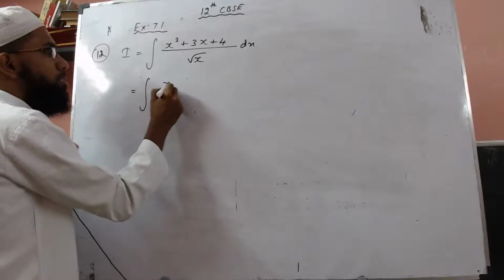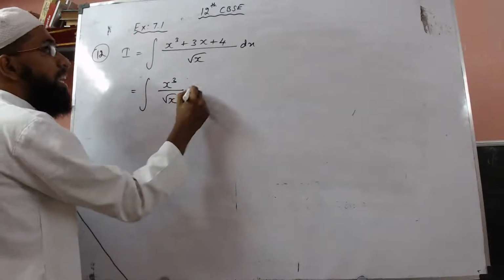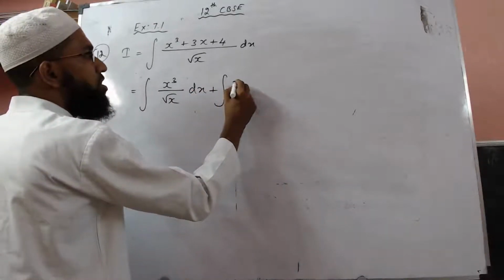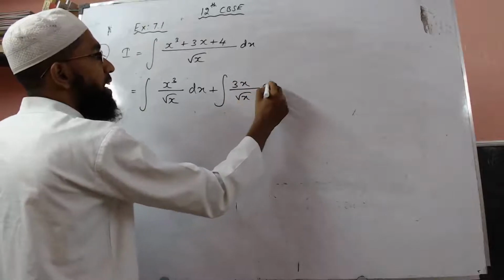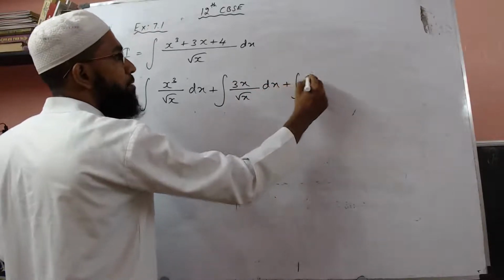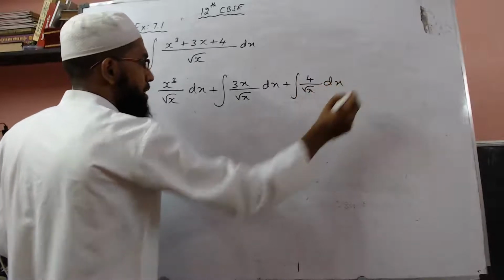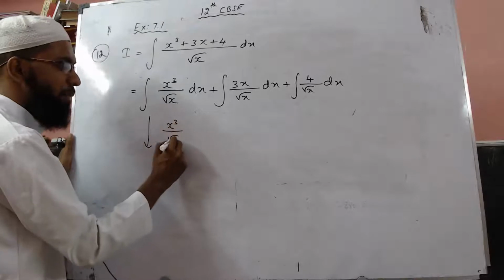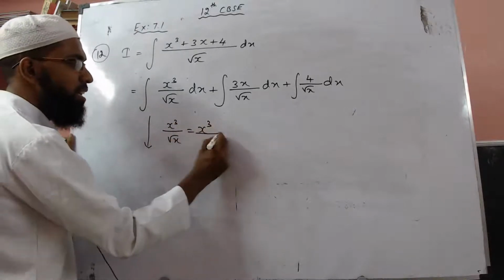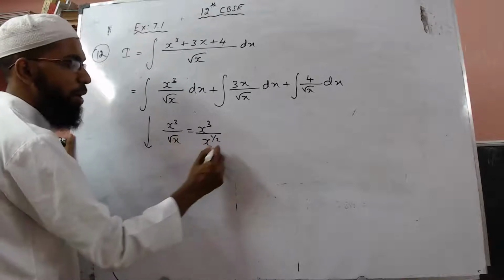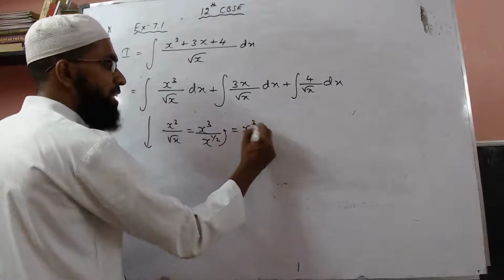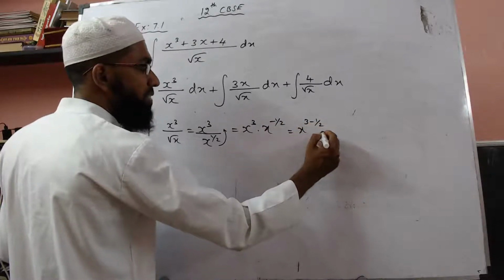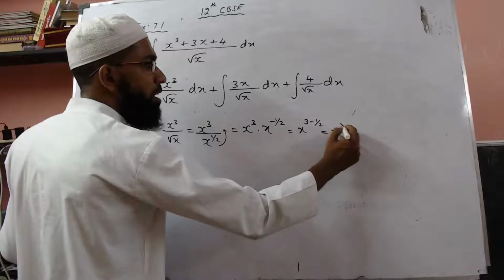I equal to the integral of x cube by root x dx, and let me split the integral also now itself, plus the integral of 3x by root x dx plus the integral of 4 by root x dx. Now let me do the simplification work here. x cube by root x is nothing but x power 3 by x power 1 by 2. Take it to the numerator, I get x power 3 into x power minus 1 by 2, x power 3 minus 1 by 2, which is nothing but 6 minus 1, x power 5 by 2.